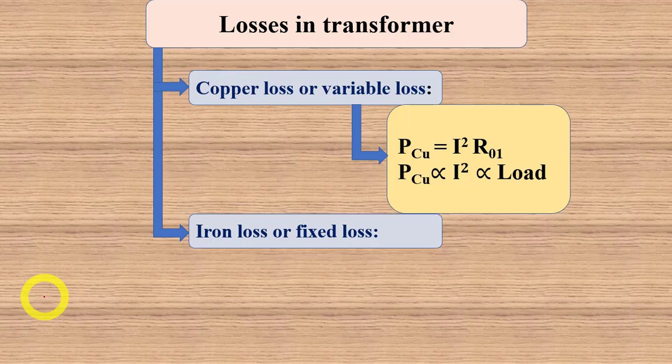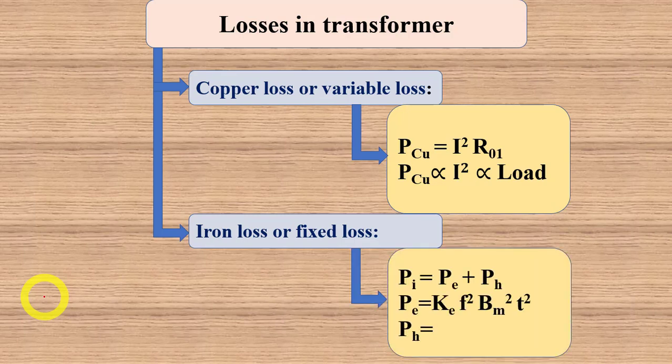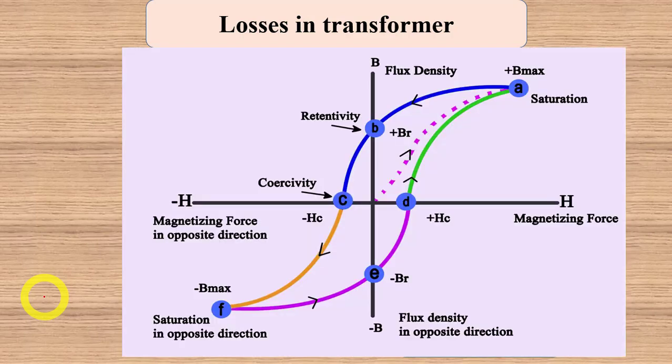Otherwise, if you change the value of applied voltage and operating frequency, then the eddy current loss as well as hysteresis loss change, and so the iron loss also will change. But normally, iron loss is a fixed loss. So iron loss is the summation of eddy current loss and hysteresis loss. As per the formula, eddy current loss depends on the square of frequency and the thickness of the core stamping.